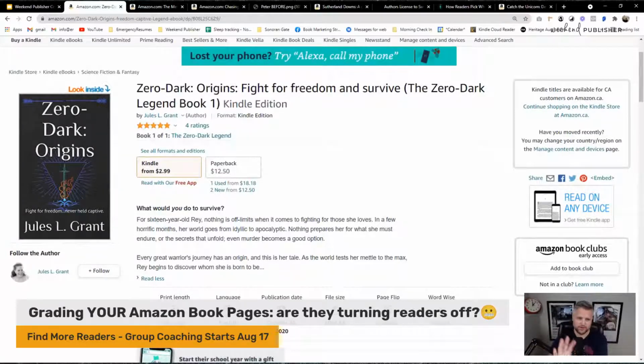So that's the first thing I'll be looking at, the book cover. So let's talk about the book cover. Zero Dark Origins. I don't think the cover's horrible, but it certainly can use some improvement. The one thing I don't really like is the font, specifically the font for the actual title, Zero Dark Origins. I feel like the font is not really on genre for fantasy.